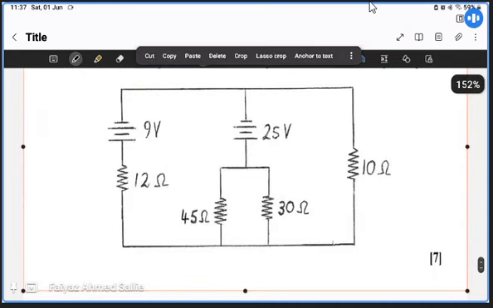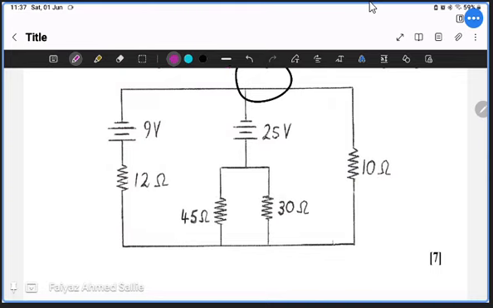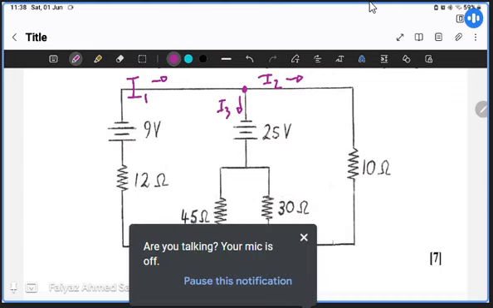Okay, so for this question we are going to say that the current I1 flows through the circuit, right? And at this point the current has to divide. So we're going to say that this is going to be I2 and here is going to be I3, right?